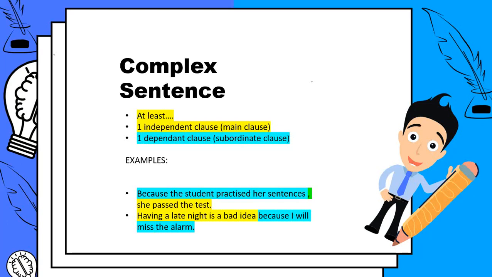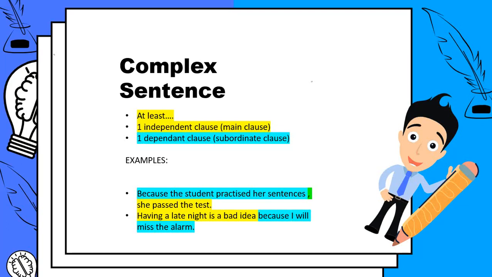So we can either put the dependent at the beginning or at the end. It doesn't matter which way around you do it. However, if you do the dependent clause first, the blue, you must have the punctuation. If you do the independent clause first, you don't need the punctuation after it. So here's an example of the dependent clause first. So dependent clause first, we put a comma to join them together.